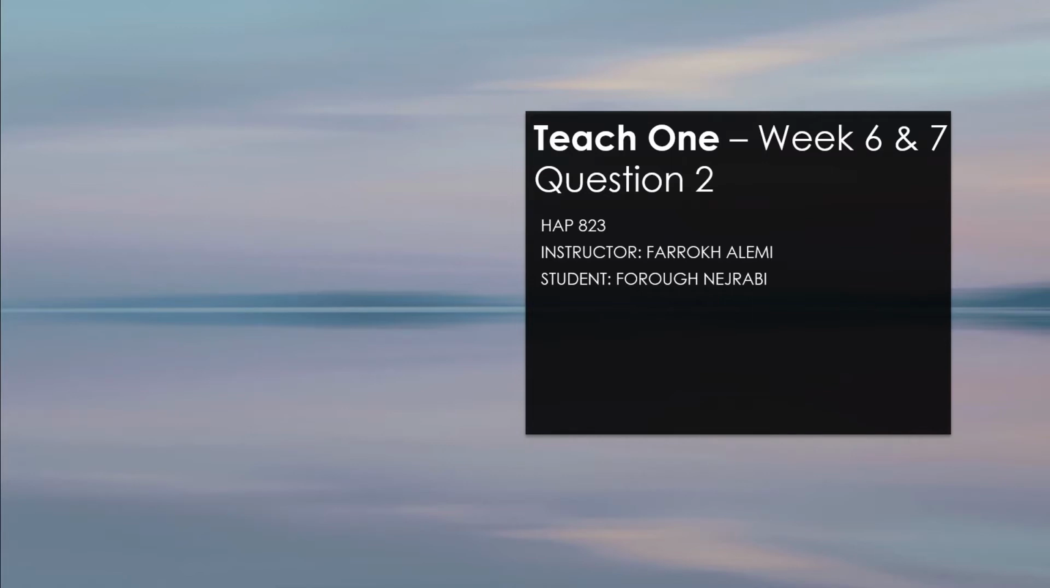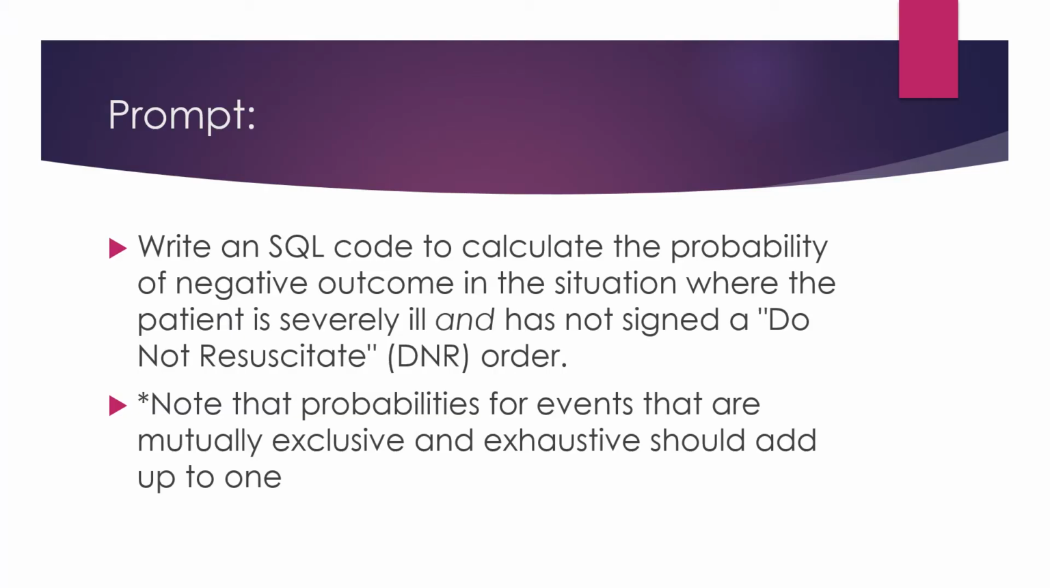I will be guiding question 2 of weeks 6 and 7 from the course HAP 823 instructed by Farrokh Alemi. For this problem, we must do the following. Write a SQL code to calculate the probability of negative outcome in the situation where the patient is severely ill and has not signed a DNR order.